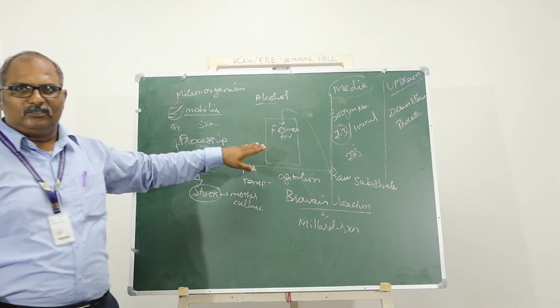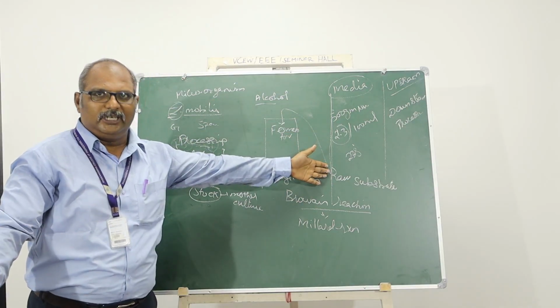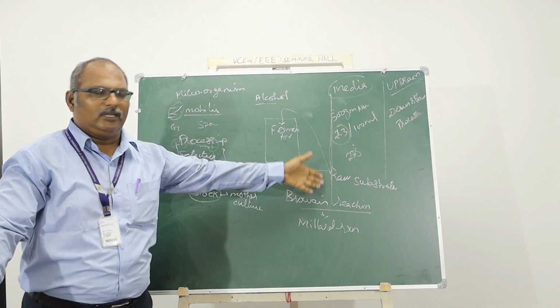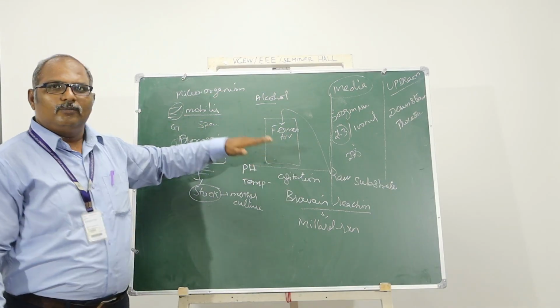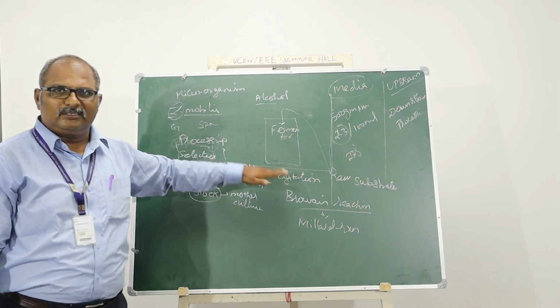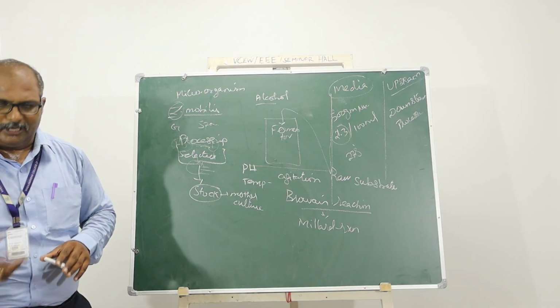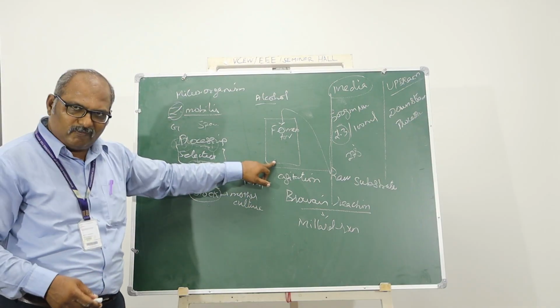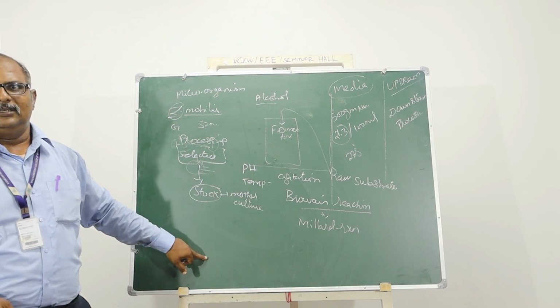Then after 36 hours of fermentation, when all the nutrients have been exhausted or utilized by the microorganism, it is ready to harvest. So until now, before harvesting, it is called upstream processing. Once it is ready to harvest, that is, the cell is ready to lyse and give you your product, it is called downstream processing. Okay, is it clear?